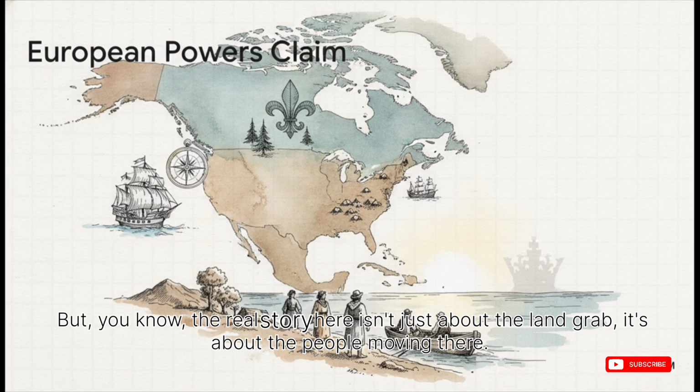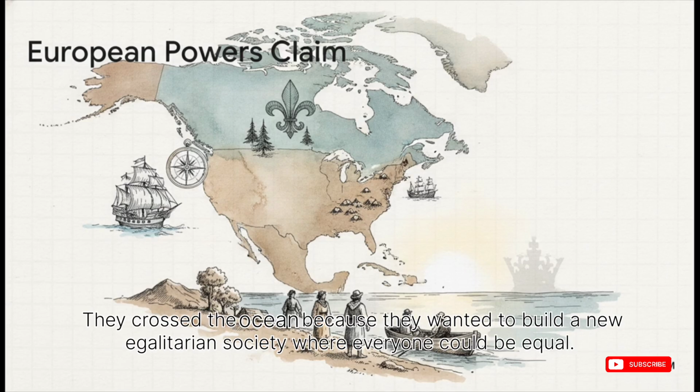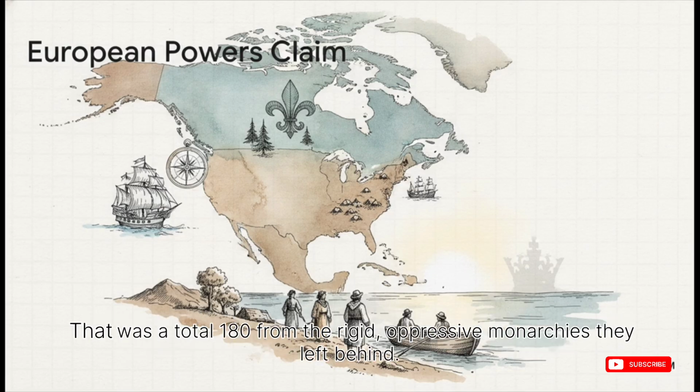But the real story here isn't just about the land grab, it's about the people moving there. A lot of these early settlers weren't conquerors, they were outcasts, actively fleeing persecution back in Europe. They crossed the ocean because they wanted to build a new, egalitarian society where everyone could be equal. That was a total 180 from the rigid, oppressive monarchies they'd left behind.